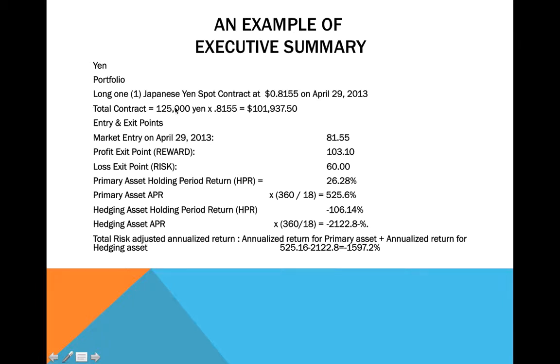Now, in order to hedge this, you are taking a short Japanese yen futures position, and it gives you negative 106.14 for those 18 days, and overall 22%. So altogether, if you add 525.16 to the hedge return, the total is negative 15.97, 2%. You are not responsible for performance, but you are responsible for the detailed analysis.